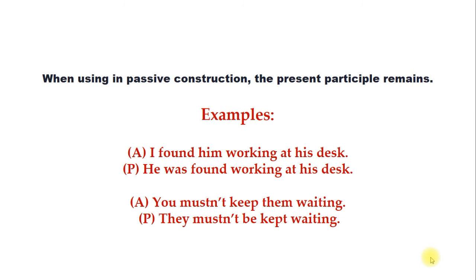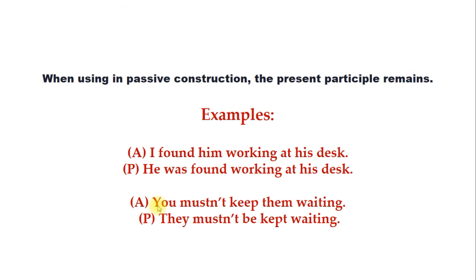So when using the passive construction, the present participle remains. For example, from the sentence I found him working at his desk, the passive construction is he was found working at his desk. He is taken from the object him, which changes into he as the subject of the passive, and then was is the auxiliary from the simple past, and then found is the past participle of the verb find, and then working is the present participle.